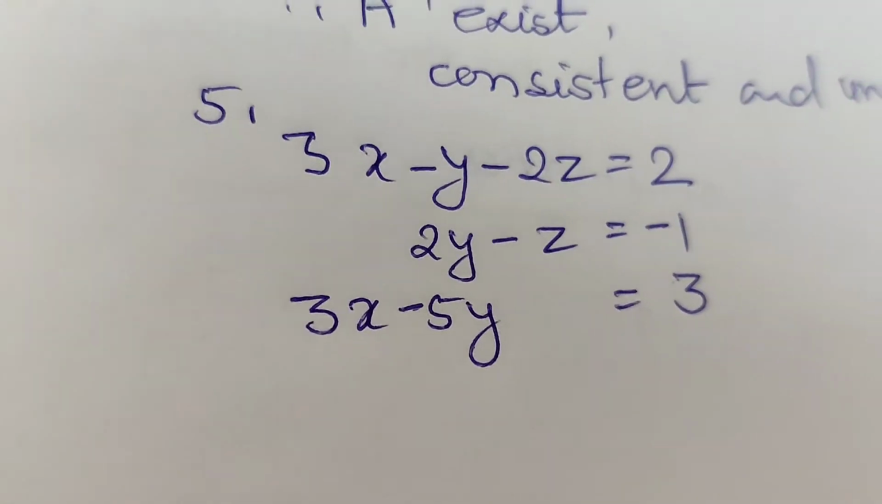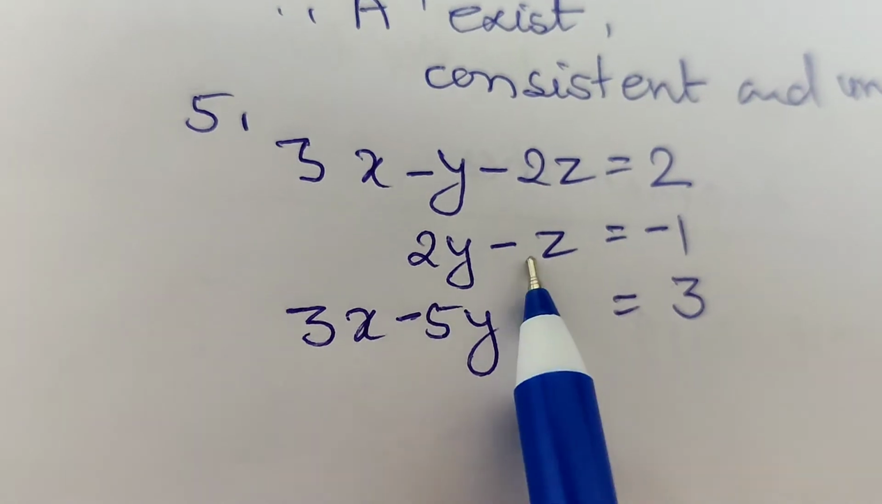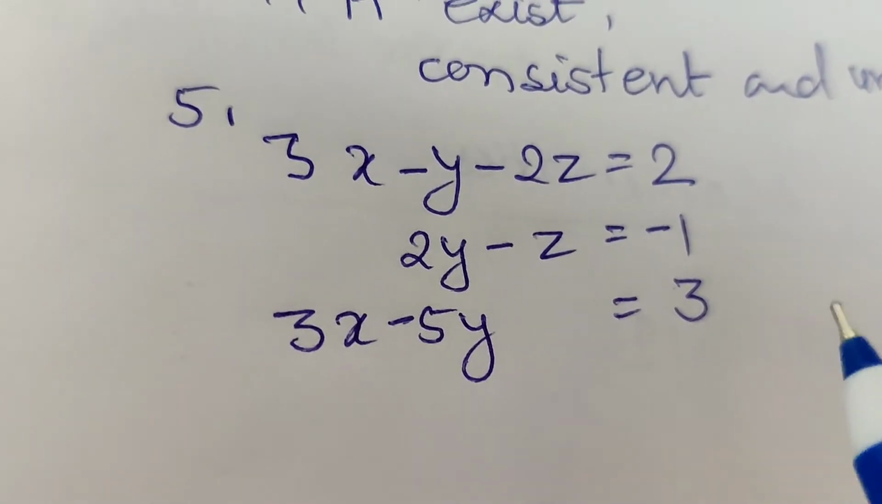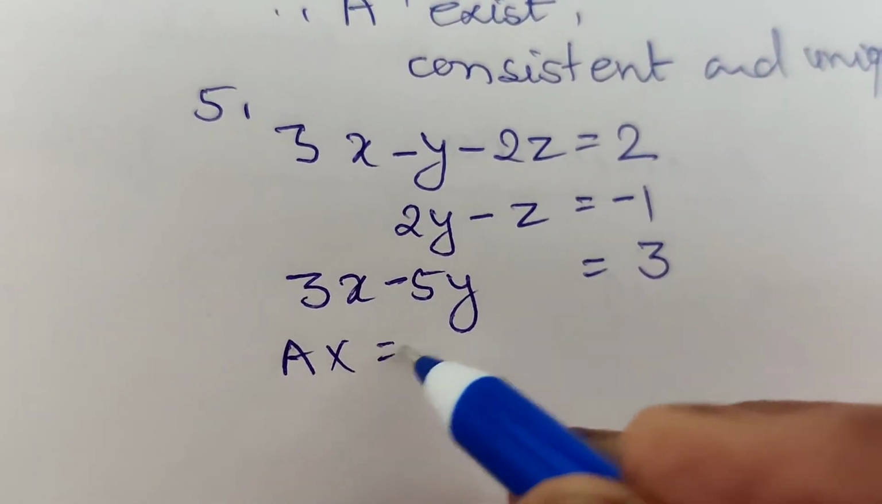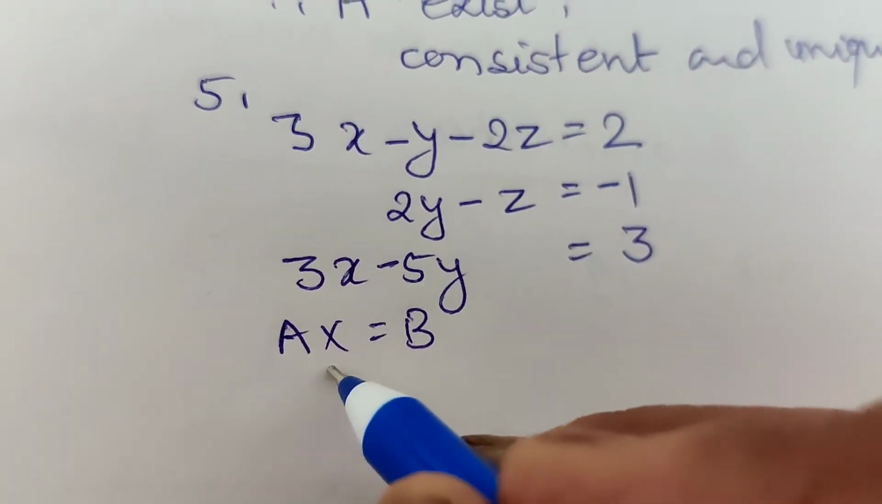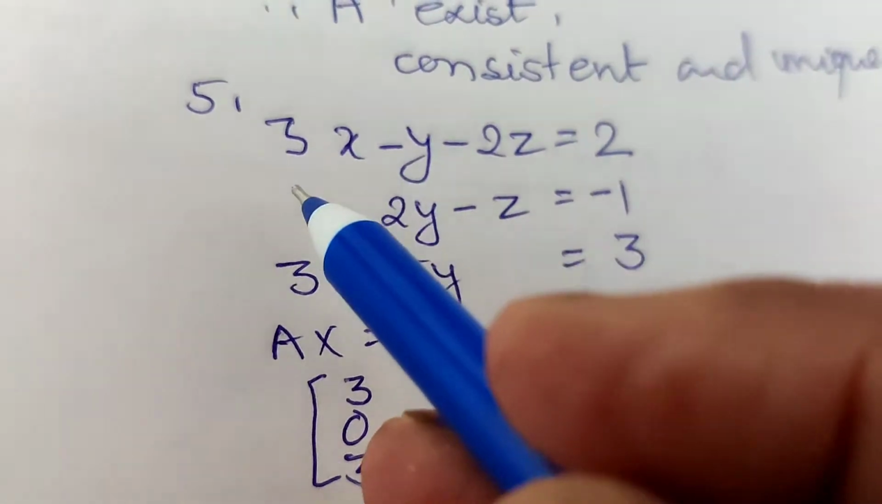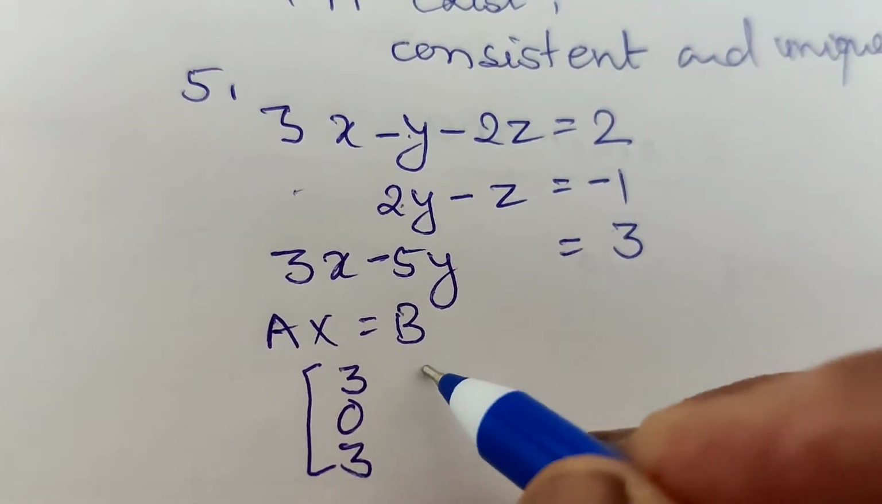This is question number 5. 3x minus y minus 2z equals 2. 2y minus z equals minus 1. 3x minus 5y equals 3. Now the equation is in the form of AX equal to B. Means the matrix 3, 0, 3. There is no coefficient of x in the second equation. Minus 1, 2, minus 5.